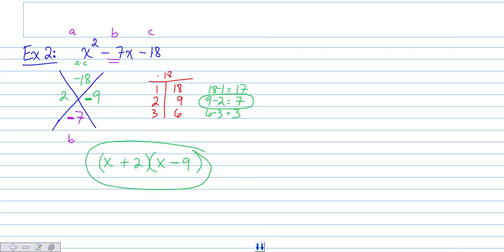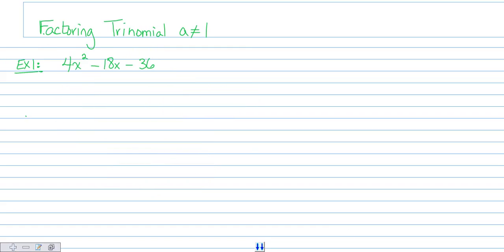So now we're going to move on to the next stage, which is when we don't have an a equals to 1. Okay, so now we're going to talk about factoring trinomials with a not equal to 1. So notice how we have our a, our b, and our c. Here, let me change the colors of that. Our a, our b, and our c. Okay? And our a doesn't equal 1.